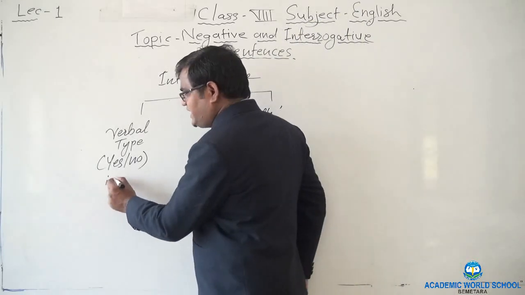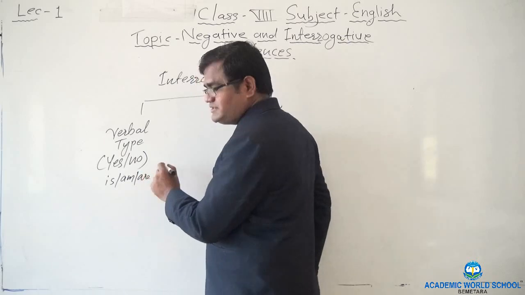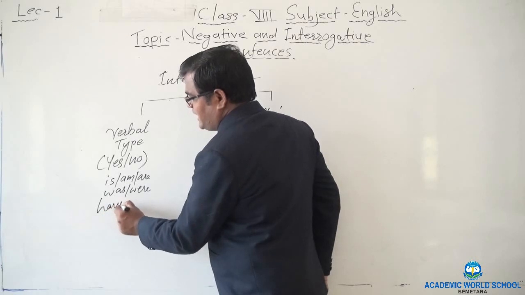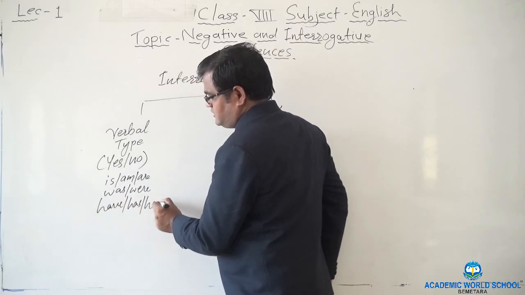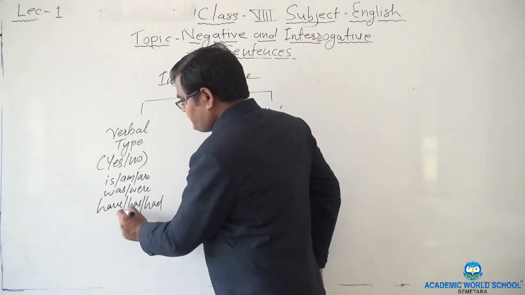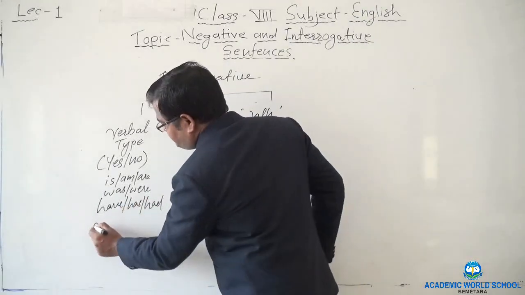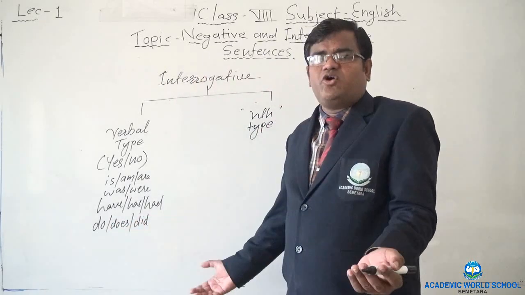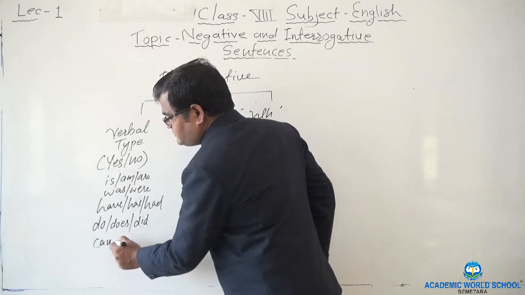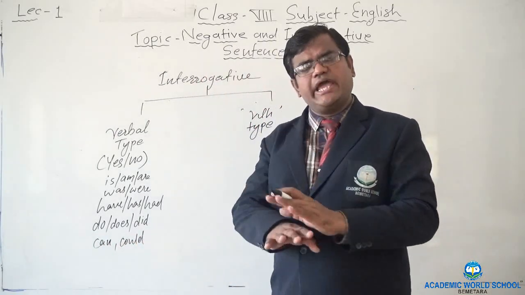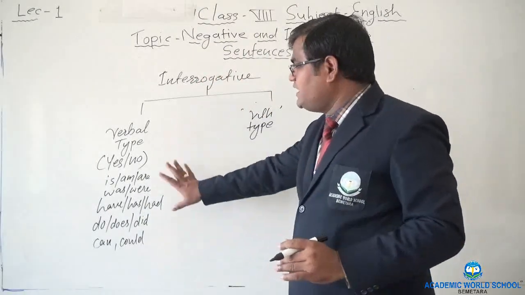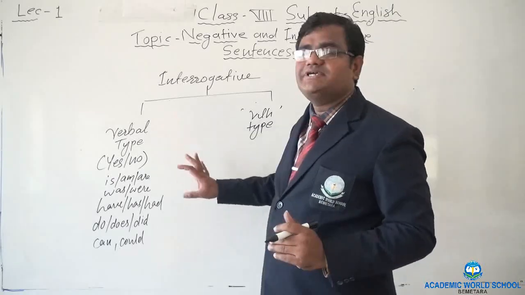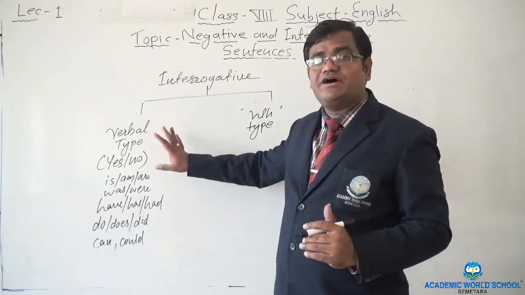Now all the helping verbs which I had written: is, am, are, right? It may be was, were. It may be have, has, had. It begins generally with all these words only. Do, does, did. Or there are so many modals, for example, can, could, and likewise all modals. So these are all the helping verbs. Generally, yes or no type questions begin with them.